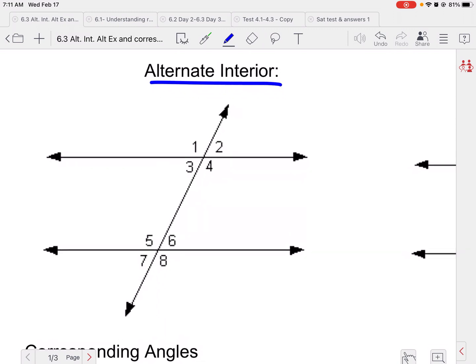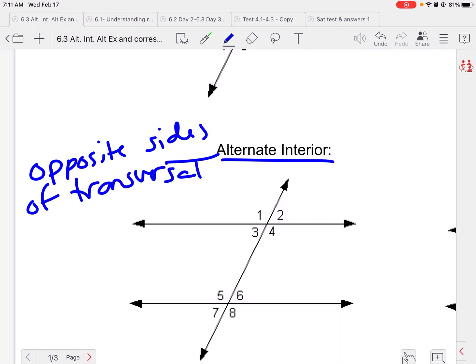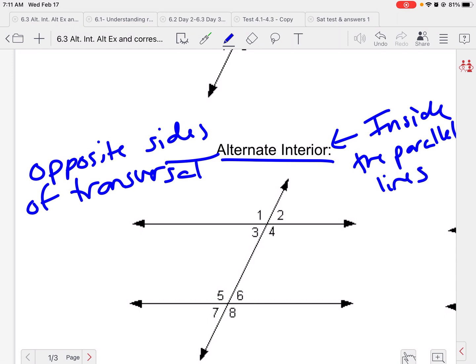So alternate interior. Well, alternate means on opposite sides of the transversal. And interior means inside the parallel lines. Also, none of these angles will touch. They are not adjacent angles. So interior angles would be 3, 4, 5, and 6, because they're inside the parallel lines. Opposite sides of the transversal and not touching would be angle 3 and angle 6, and then angle 4 and angle 5.